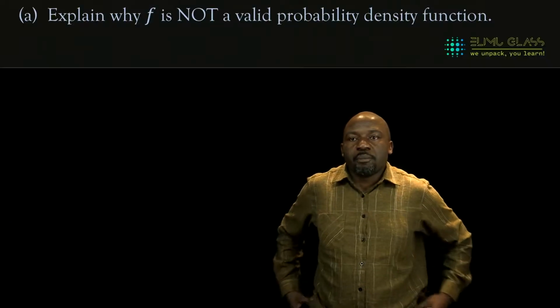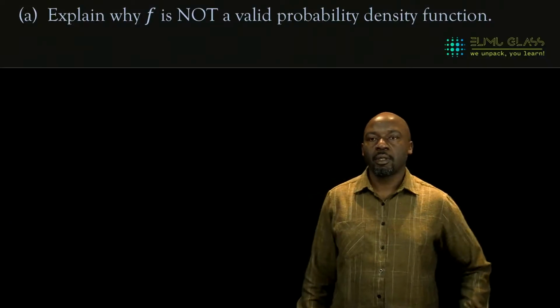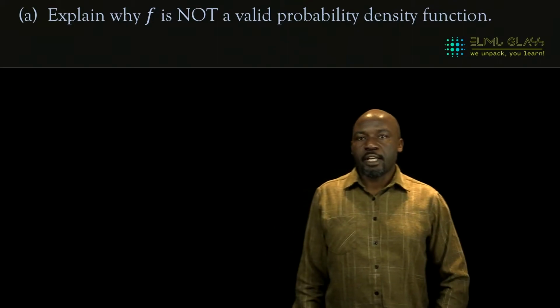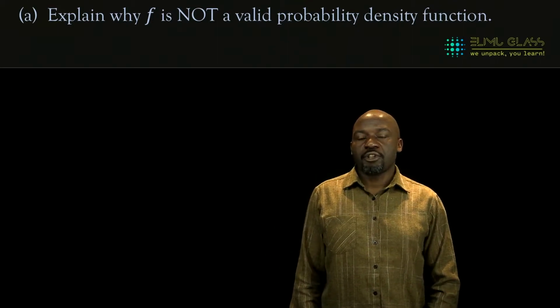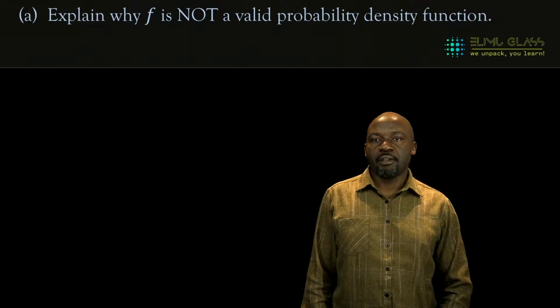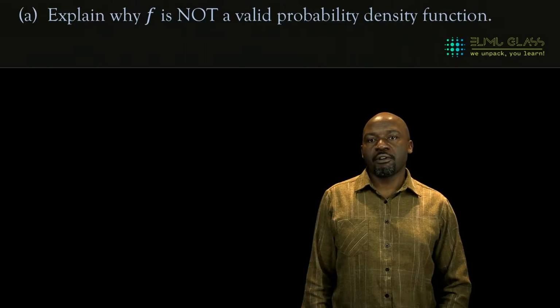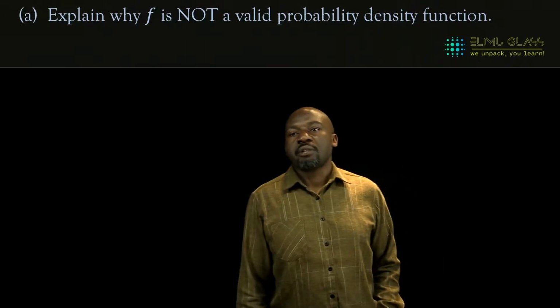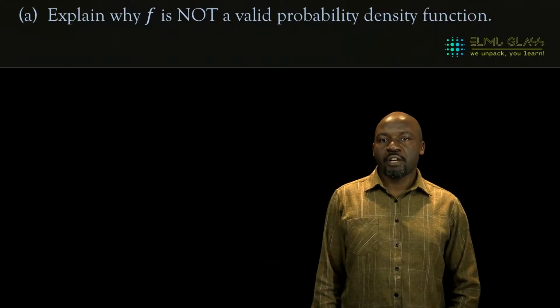Okay, so here is question number 26. Question number 26 says, suppose that a function f of x is 3 over 8 x squared for all real values of x. Explain why f is not a valid probability density function.